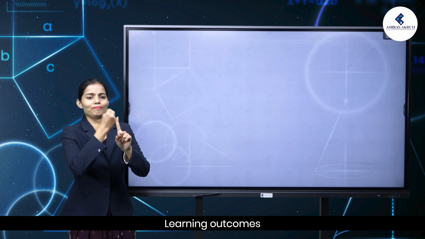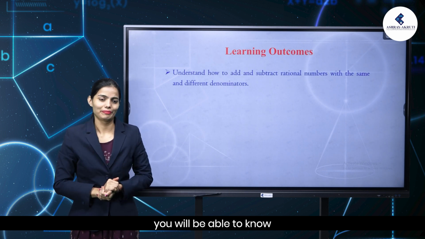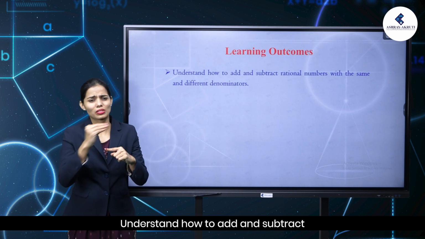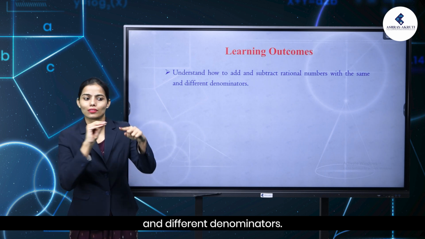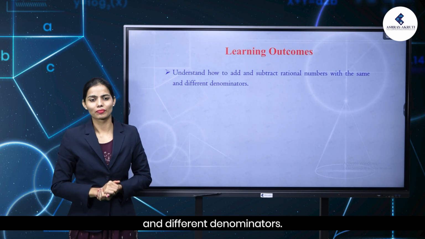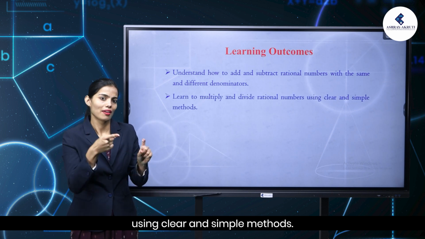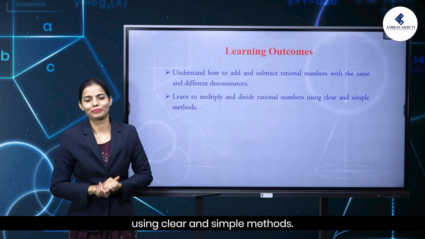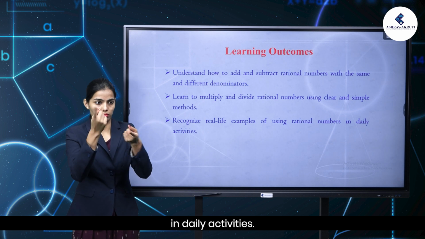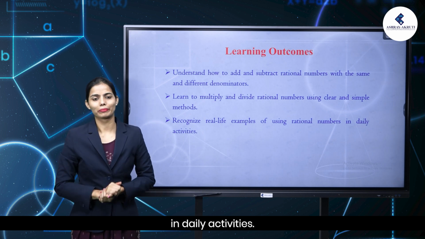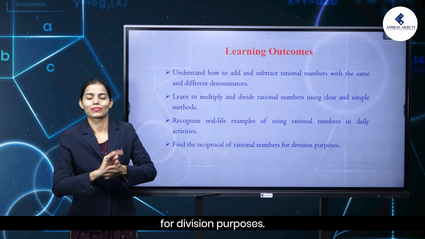Learning outcomes. After the completion of this lesson, you will be able to understand how to add and subtract rational numbers with the same and different denominators. Learn to multiply and divide rational numbers using clear and simple methods. Recognize real-life examples of using rational numbers in daily activities. Find the reciprocal of rational numbers for division purposes.